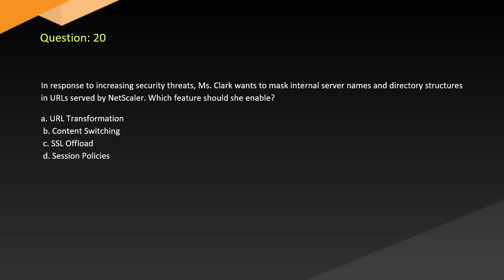Question 20. In response to increasing security threats, Clark wants to mask internal server names and directory structures in URLs served by NetScaler. Which feature should she enable? A. URL transformation. B. Content switching. C. SSL offload. D. Session policies.